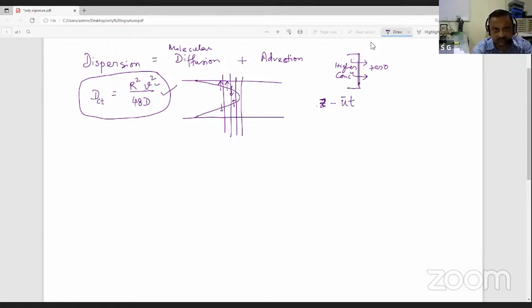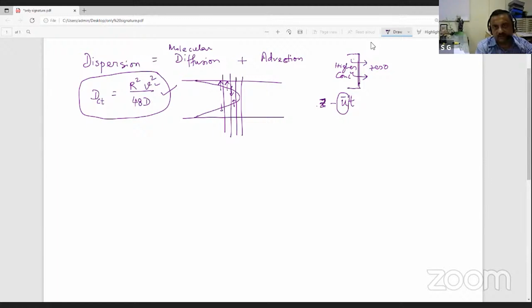So the purpose of that is, unless you provide that term, the front will not move. Or you can work with the final equation that you have for static system and replace that z by z minus u bar t, using the moving coordinate system. Now there is a concern: what should this u bar be in case of porous medium?